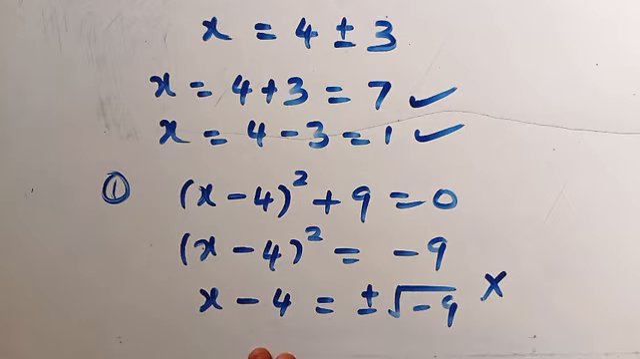It means the only values of x are 7 and 1. Let's try and solve this in the second method.